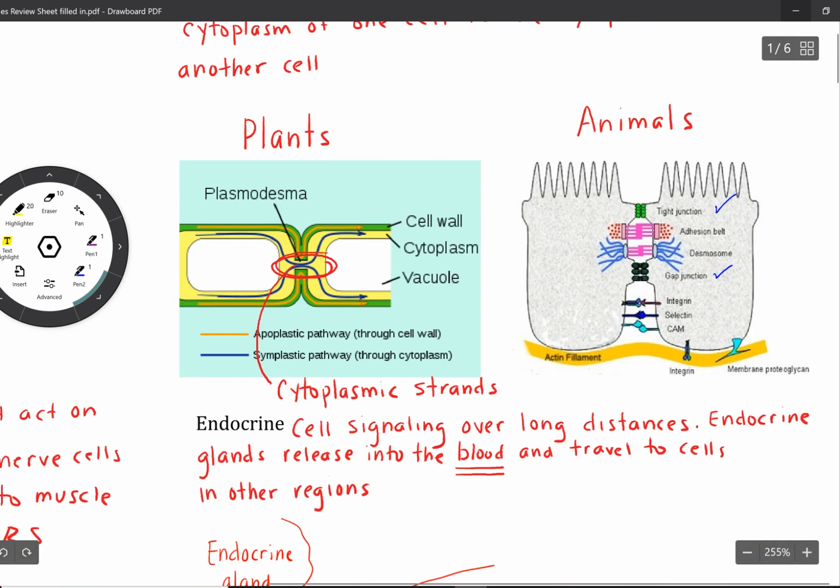In plants, we have these things called cytoplasmic strands, and that's the area that connects the two cytoplasms. In plants, this is important because there's a cell wall, and that cell wall is pretty tough and strong, and you may need to exchange materials, and if you can't, then cell A and cell B may have a problem. And also, plant cells do not move.